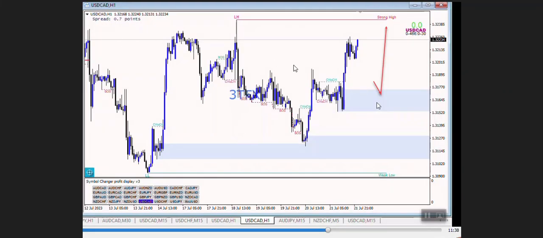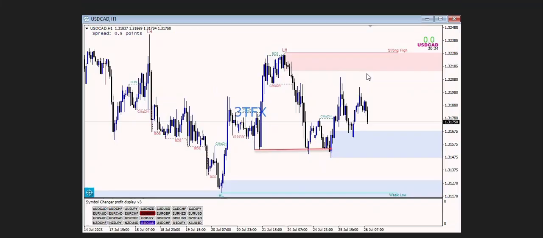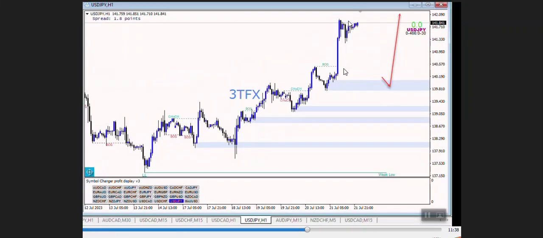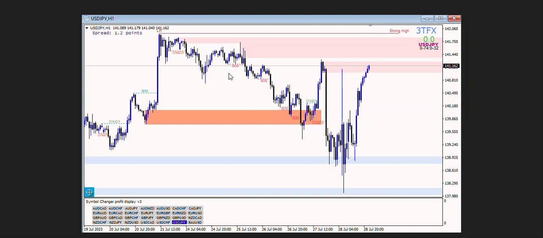We also looked at USD CAD, which didn't give us a setup. Price came and broke through the order block with just wicks, taking out liquidity from this low and pushed up, right? Then USD JPY, the same thing. USD JPY didn't give us a setup. It broke through the order block as well.